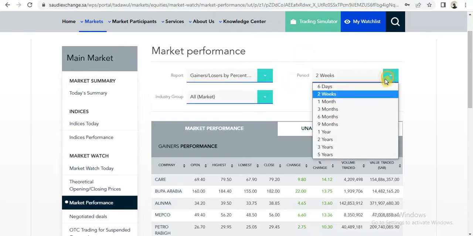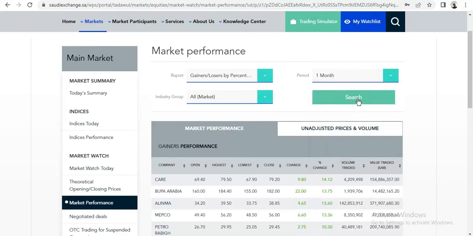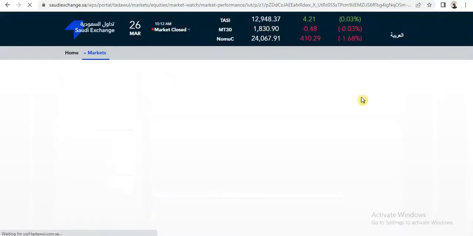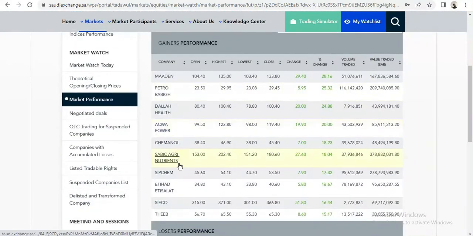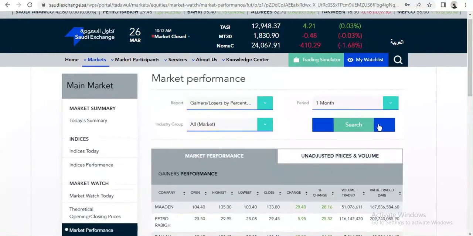Again, if you want to select 1 month, like how the companies behaved in the last 1 month, which were the top companies: Madin, Petra, Begdala Health, Aqua Power, Cheminol. So you can extend your analysis this way.